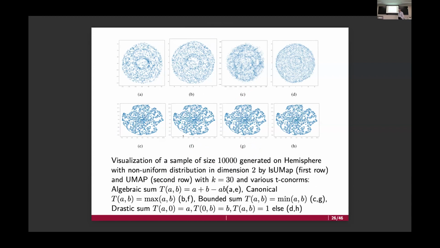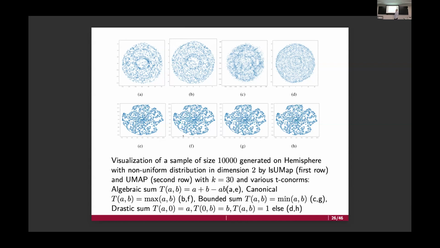we looked at different T-conorms. So here you can take the algebraic sum A plus B minus AB. You can take the maximum that I did already before. You can also take the minimum, and there's also a choice of a drastic T-conorm where you just put T of AB equal to 1 if both A and B are positive.